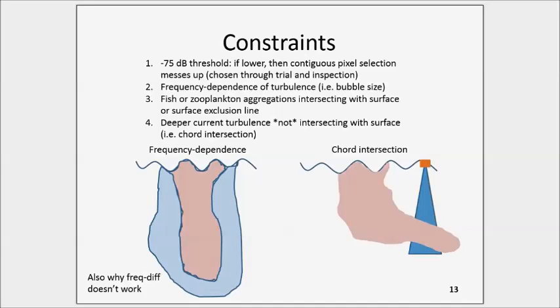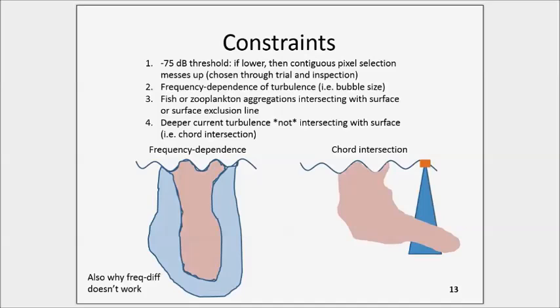Actually, I didn't make the point earlier and should have. It was a combination of the aggregation detection plus an intersection with that surface exclusion line that we used to distinguish shallow biology from turbulent features, as our arbitrary rules as we went through our large data set. So it was a combination, and I should have pointed that out earlier.